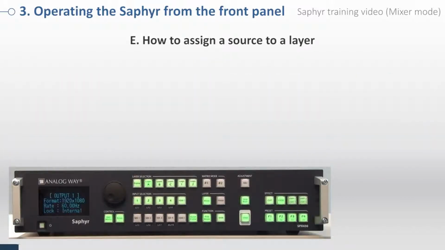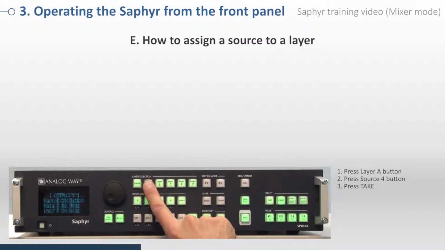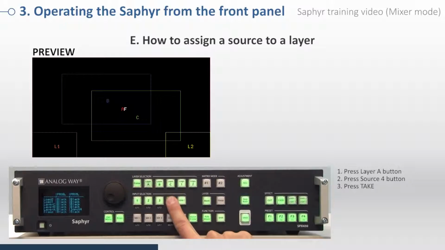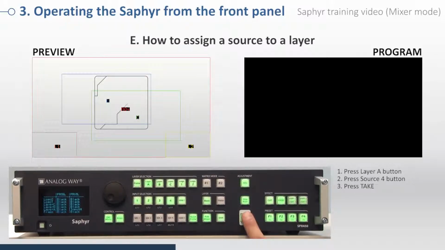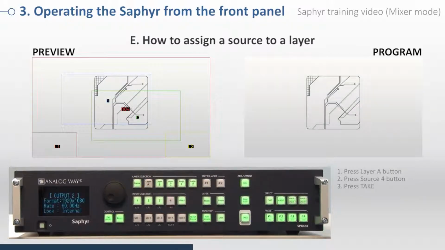How to assign a source to a layer. Using the front panel, you will always work with the preview bus. It is not possible to modify the program. To assign a source to a layer, press the Layer button, press the source number you want to assign. Example, press Layer A and press source number 4. Press Take to view the result on the program screen.